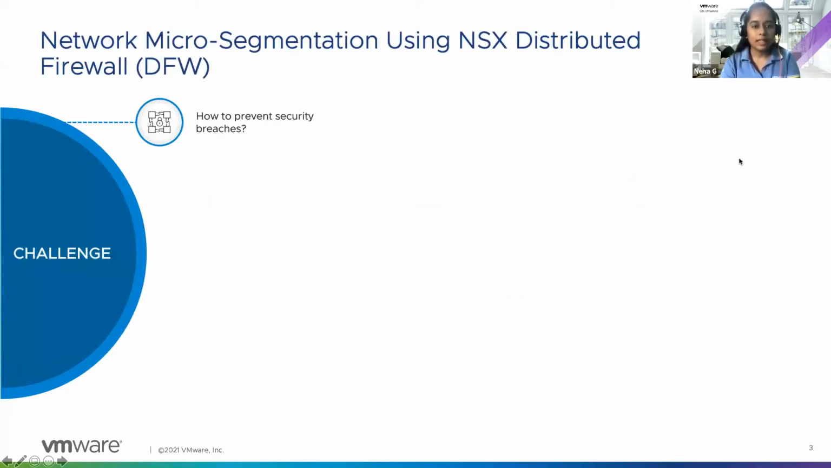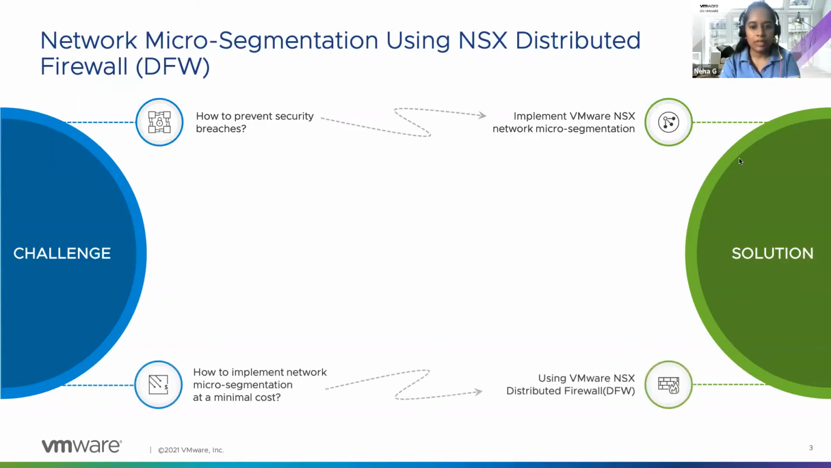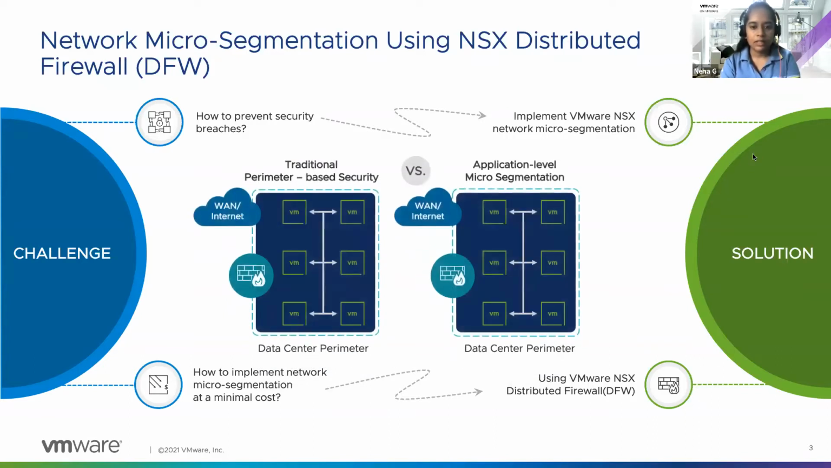So as an IT administrator, there will be challenges on how to prevent security breaches. A fundamental aspect of addressing this problem is implementation of NSX network micro-segmentation. So VMware NSX distributed firewall can be used to implement network micro-segmentation at a minimal cost. Let's look at the approach in traditional perimeter-based security versus application-level micro-segmentation.